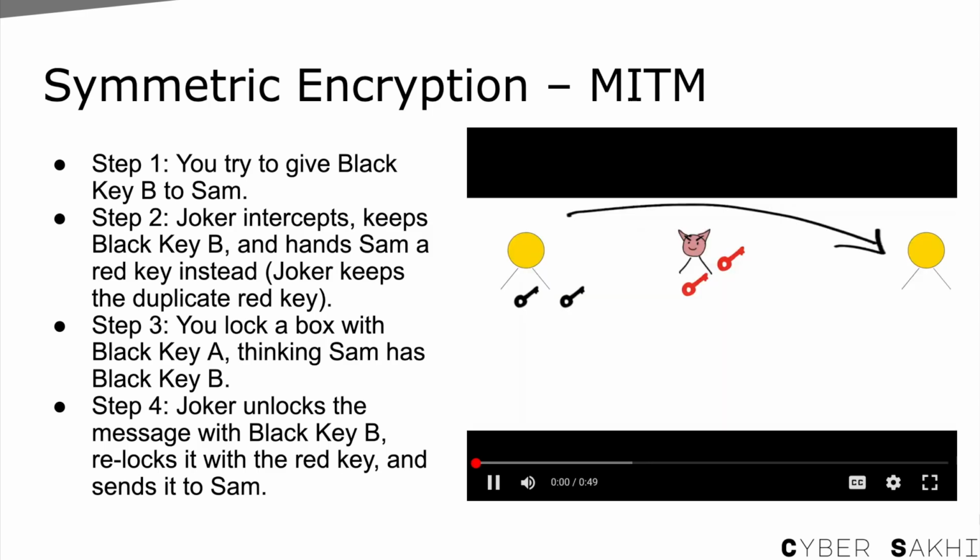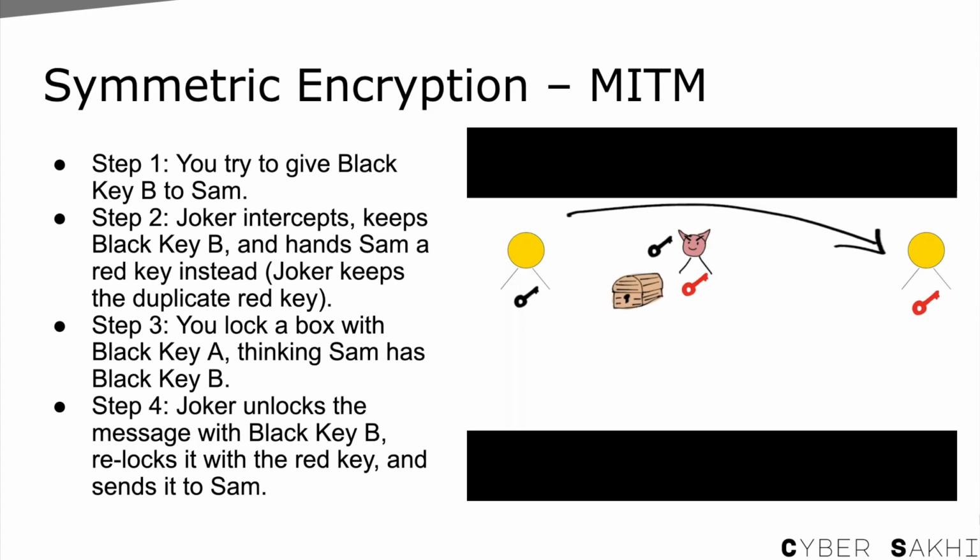Step 1. I try to give Sam his key, black key B. Step 2. Joker intercepts the key, keeps it, and instead gives Sam a red key, which Joker has a duplicate of. Step 3. I encrypt my message using black key A, thinking Sam has black key B. Step 4. Joker unlocks the box with his black key B, reads my message, then relocks it with a red key and sends it to Sam.